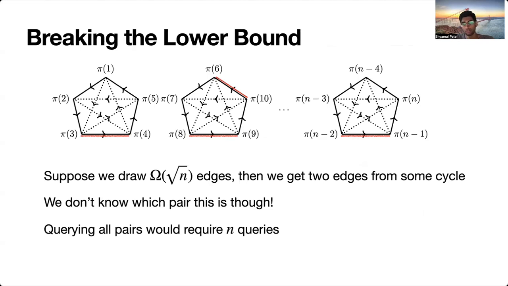The natural thing to do would be to get square root n edges, and then you'd end up with two edges from some cycle. But the problem is that we don't actually know which edges these are. We've collected all these red edges here, but we don't know which two are in the same cycle. We would like to query this 4-cycle here, but the naive way of doing that would be to query all pairs of edges, which is clearly very wasteful and not the right thing to do.